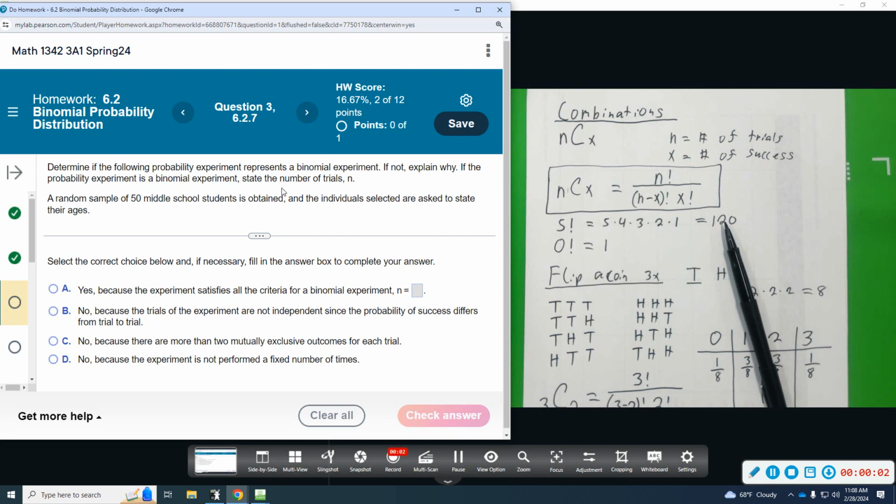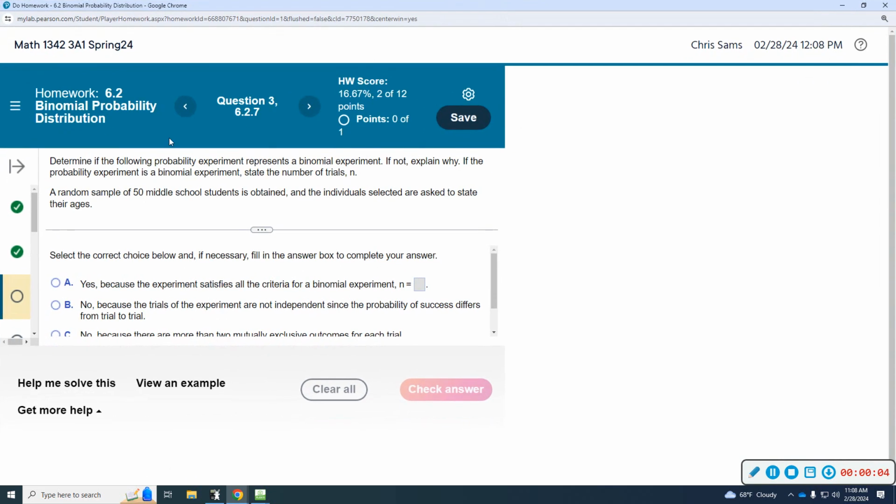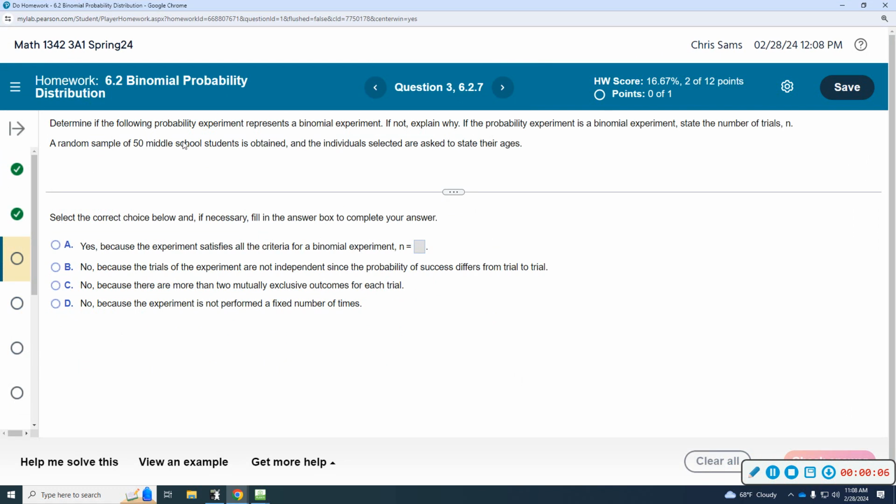All right, question number 3. We want to determine if the following probability experiment represents binomial. If not, we're going to explain why. If the probability is binomial, we're going to state the number of trials.